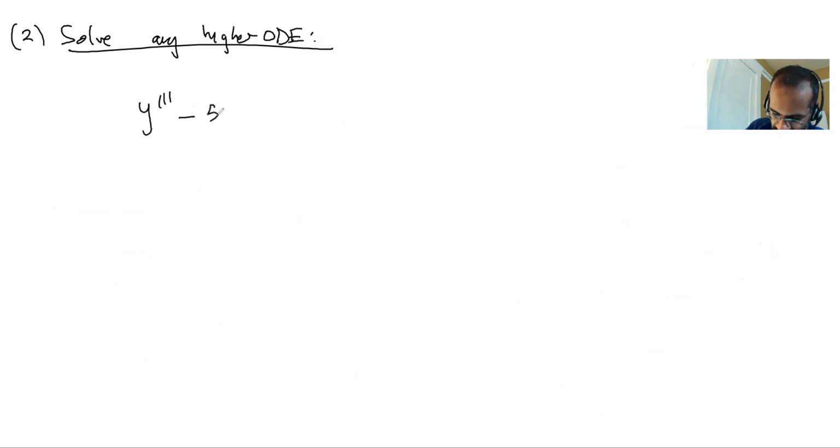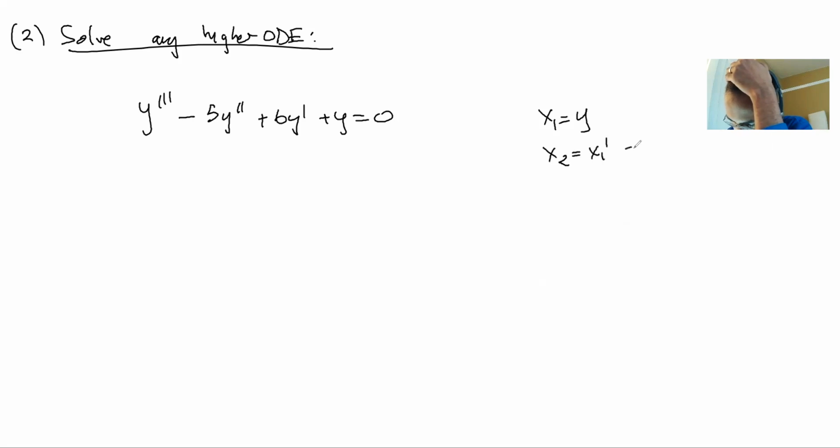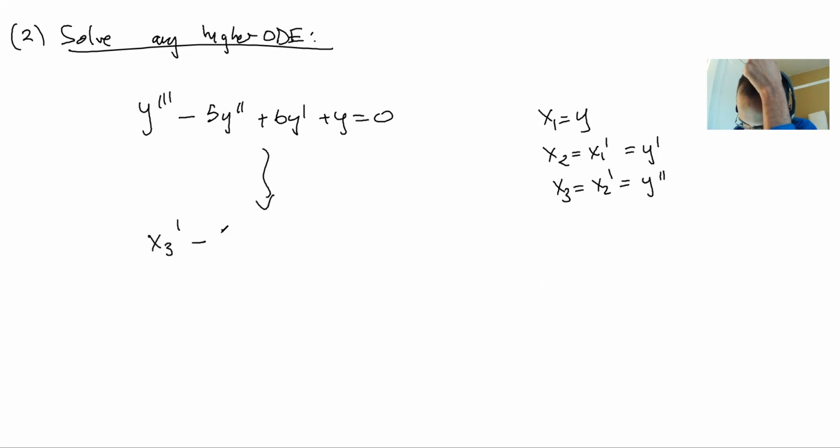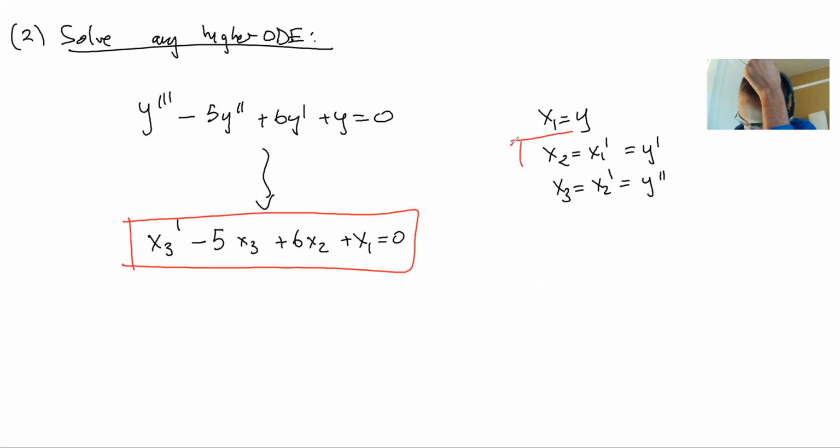The second thing is you can actually solve any higher order ODE. So let's say you have y triple prime minus 5y double prime plus 6y prime plus y equals 0. Why not do the same thing? x1 equals y, x2 equals x1 prime, which is y prime, and x3 equals x2 prime, which is y double prime. So now you write this equation. What do you get? You get x3 prime minus 5 x3 plus 6 x2 plus x1 equals 0. And now you have a system of ODE. 1, 2, 3.